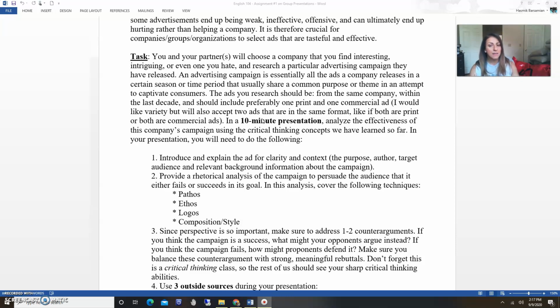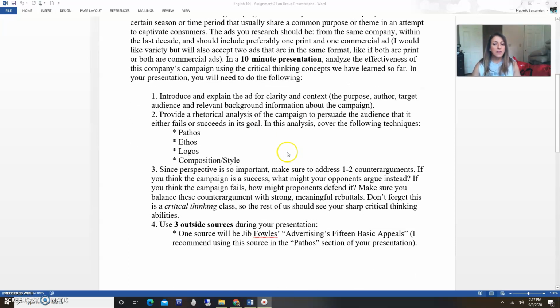And throughout your 10 minutes, this is what you're covering. I wanted to go over all of the steps that I'm requiring for this presentation. So let's begin with step 1. It just makes sense for you to start with an introduction of the ad campaign that your group has chosen. In your introduction, you should also touch upon your group's thesis. Like, what's the position you are taking? Are you defending the campaign? Are you critiquing the campaign?